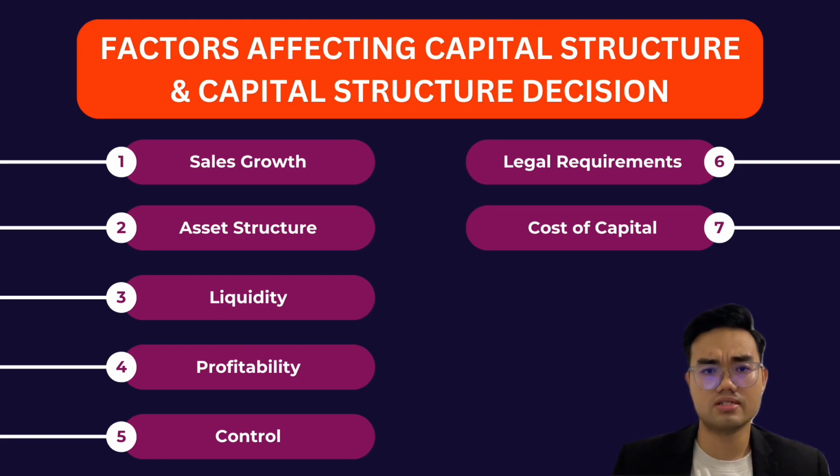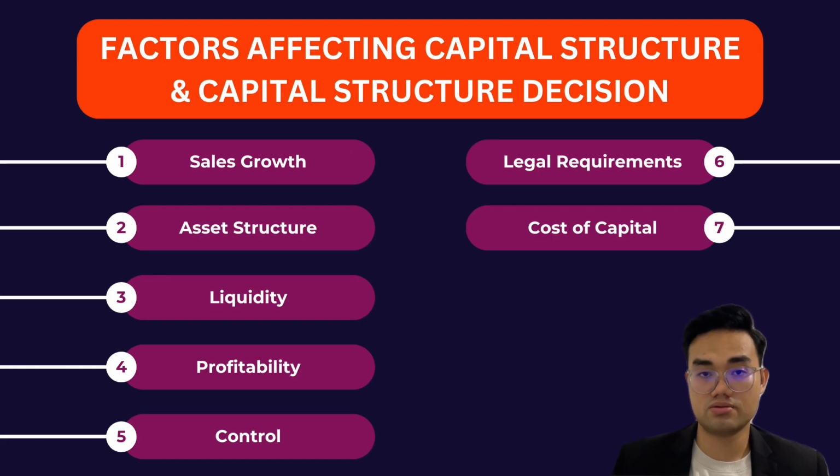Factors that affect capital structure and capital structure decisions consist of sales growth, asset structure, liquidity, profitability, control, legal requirements, and cost of capital. For sales growth, it significantly influences a company's capital structure decisions. A rapid growth rate often necessitates additional assets to support increased sales and business development. The heightened funding requirements prompt companies to seek external sources of financing as their primary choice.